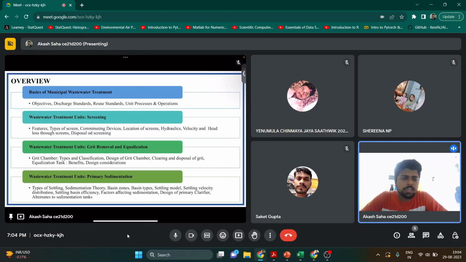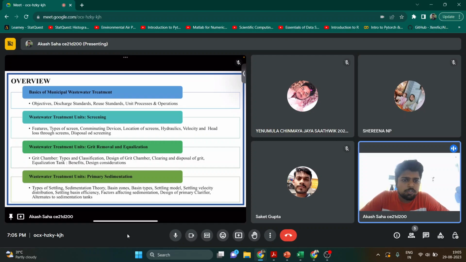So we are into week 5, and in week 5 we have seen the following topics, starting from the basics of municipal wastewater treatment, where we learnt about the objectives, the discharge standards, the reuse standards and many different types of unit processes and operations. Then we moved on to the first treatment process, that is the screening. We learned about the various types of screens, the communicating devices, the location of screens, and the related hydraulics. At last, we calculated the head loss through the screens.